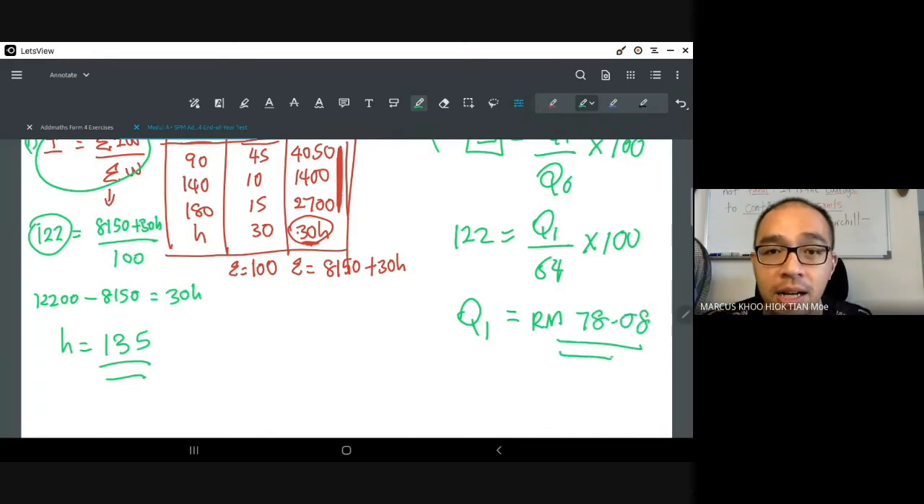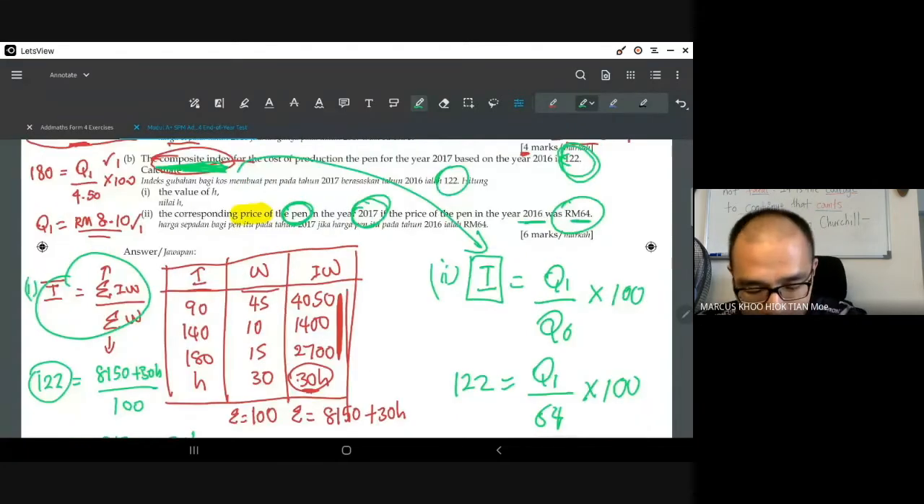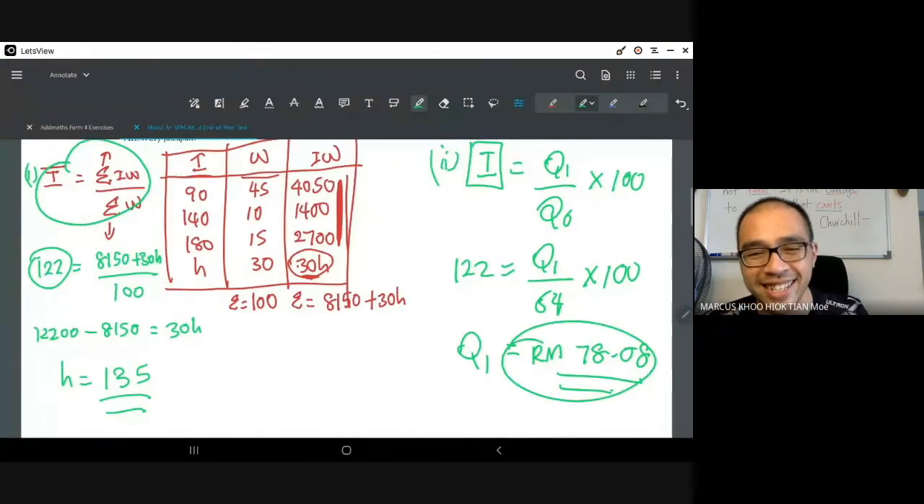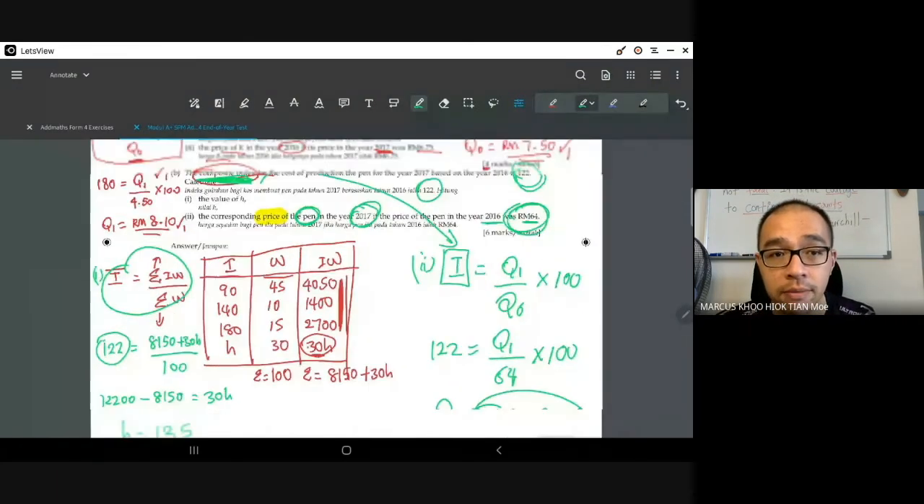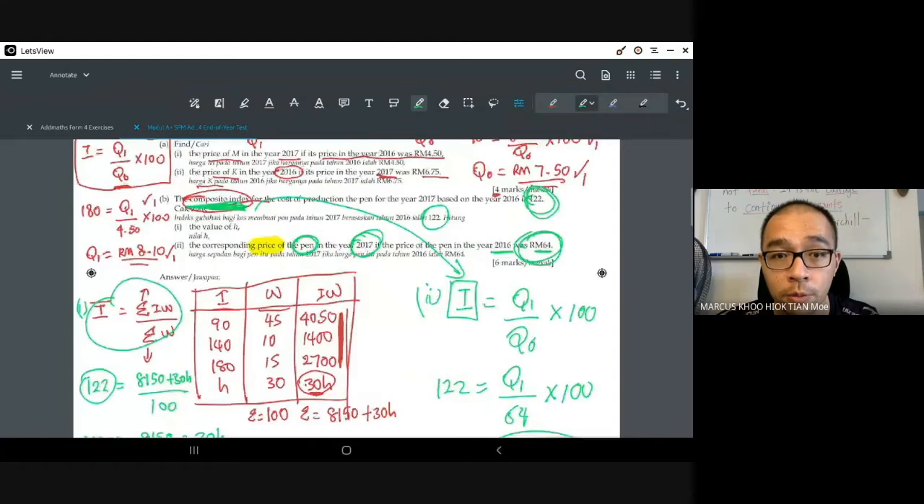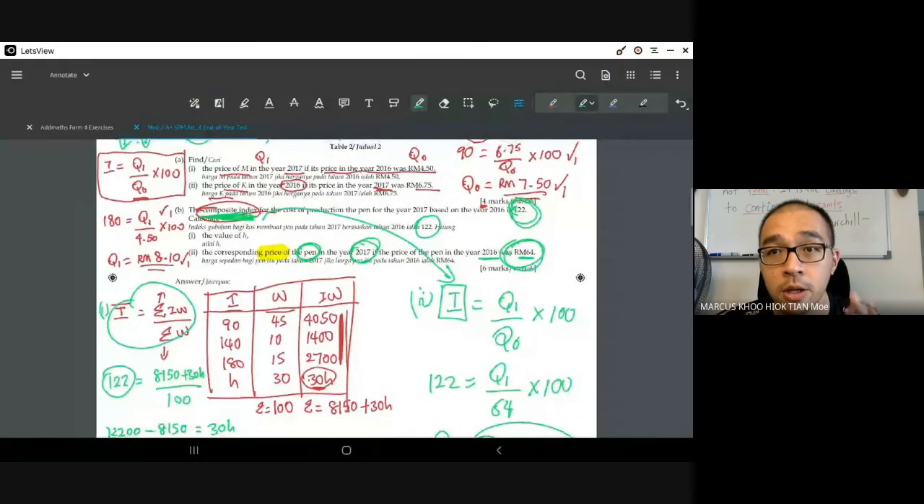The pen in 2016 is 64 ringgit, and now this pen is 78 ringgit. That is a very big jump. So this is a very good question for us to start revising index numbers. I'm telling all of you, this is one of the questions that you must be able to answer, because the calculation is really nothing much. You just have to remember the two formulas and how to answer the question.